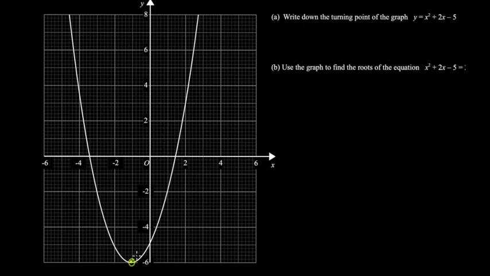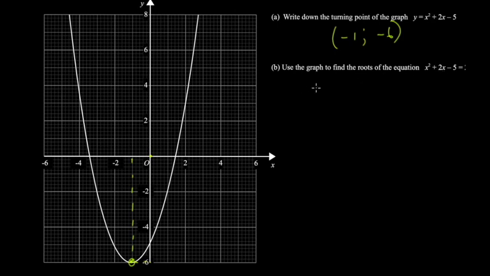So here you have to read the coordinates again. How many units are you moving from the origin? You're moving 1 unit in the negative, so negative 1, and this one is negative 6, and then you're done. Next, use the graph to find the roots of the equation.